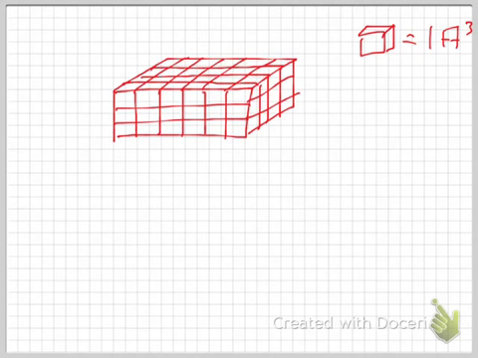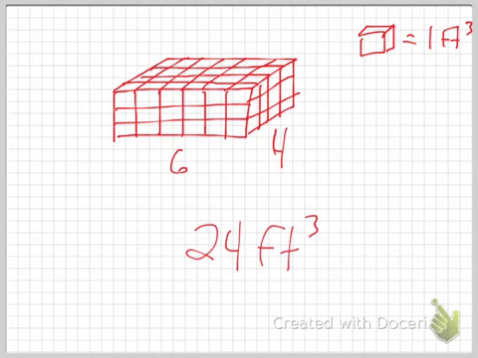What do I need to know? Tell me what I need to know. The base. Ellie, what do I need to know? What are the dimensions of the base? 6 and 4. That means at the bottom, even though I didn't show you the back, can you envision it? So it's 6 times 4, so the base is 24. There are actually 24 cubic feet on the base. Do you see what I'm talking about?